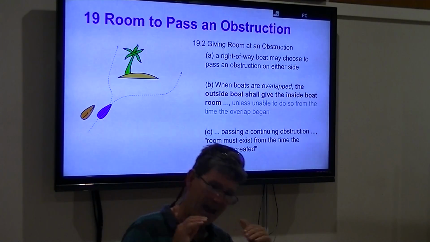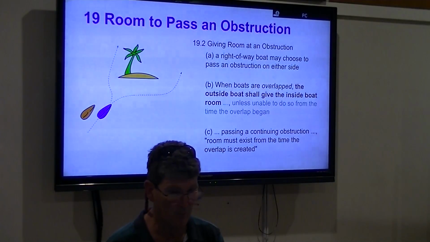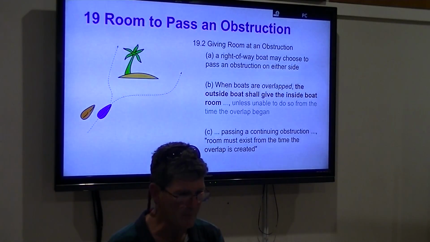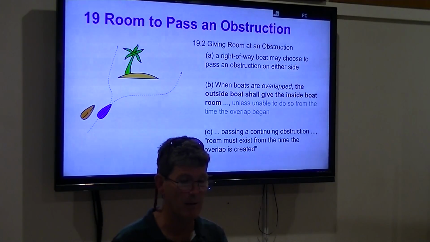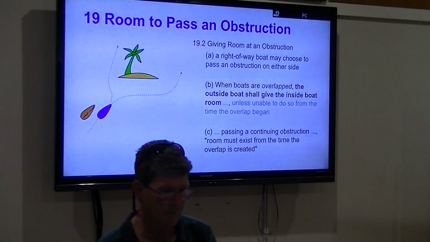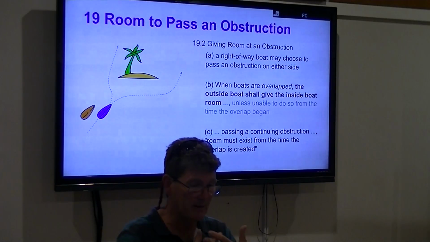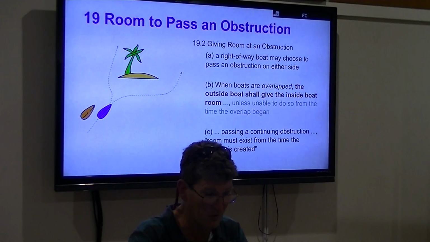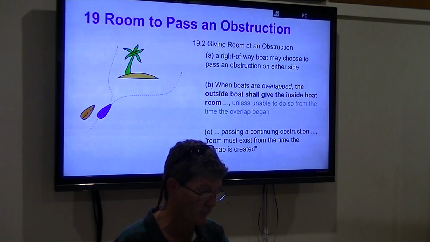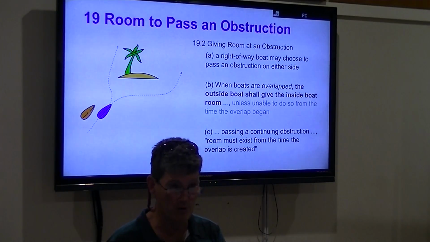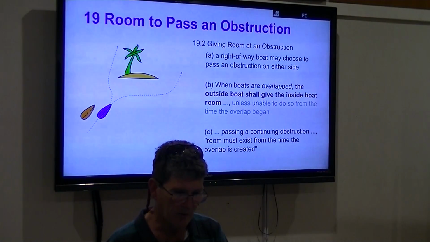Okay. So once we've analysed 19.1 to say whether Rule 19 applies, we have to look at Rule 19.2 to say what that means. Rule 19 is all about passing an obstruction. And again, the way these rules work is they put extra limitations on a right-of-way boat. So in this case, a right-of-way boat has to give extra room to allow boats to pass obstructions. Giving room at an obstruction.